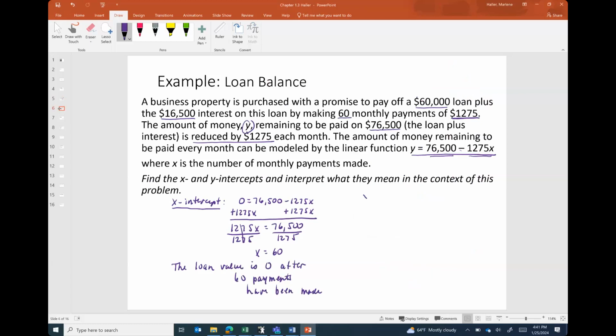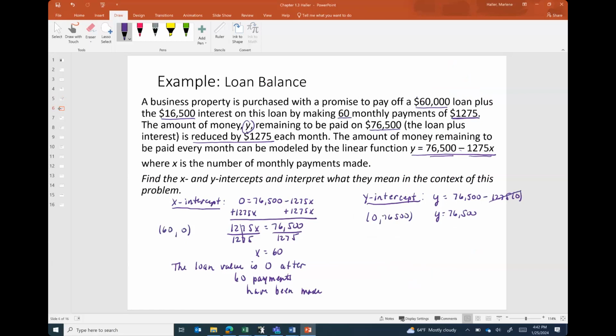All right, let's move on to the y-intercept. To find the y-intercept, we're going to let x equal 0. So then in our equation, we'll say y equals 76,500 minus 1275 times 0. All right, well, 1275 times 0 is 0. So we see that y is equal to 76,500. So our y-intercept is the point that has coordinates x is 0, y is 76,500. Our x-intercept, I didn't write that, but let's put that here, has an x-coordinate of 60 and a y-coordinate of 0. All right, so let's interpret what this means.